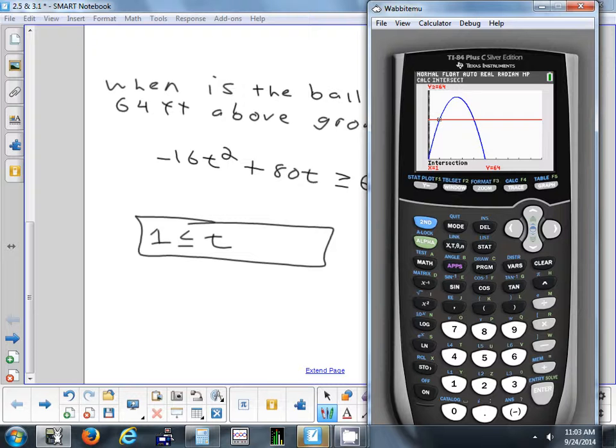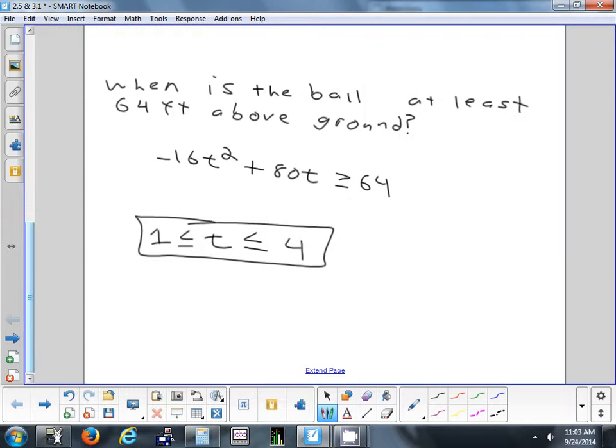Okay, at what point does the ball start to come back down and go below 64 feet again? 4 seconds. Very good. So between 1 and 4 seconds is when the ball is above 64 feet. Before that and after that, it's lower than 64 feet. Any questions on that? Okay, we're going to do that algebraically in a minute, but that's how you do it graphically.